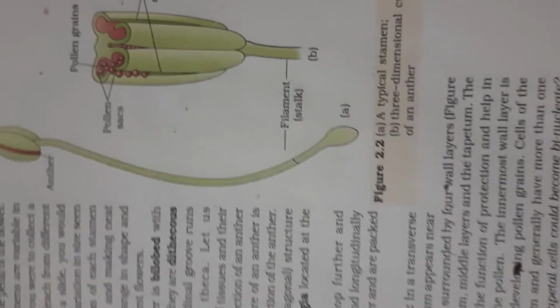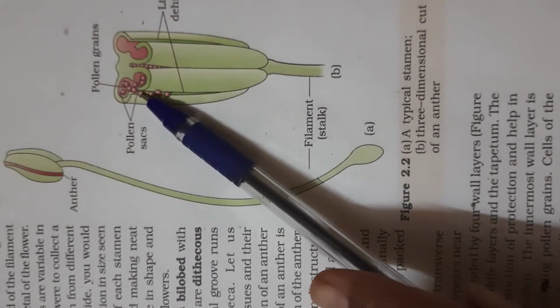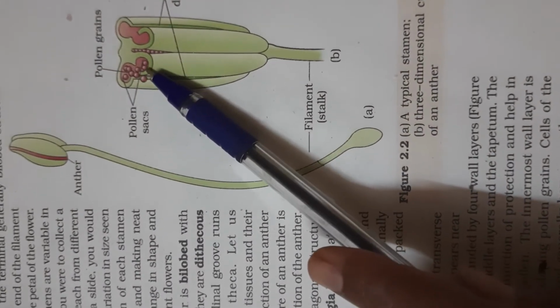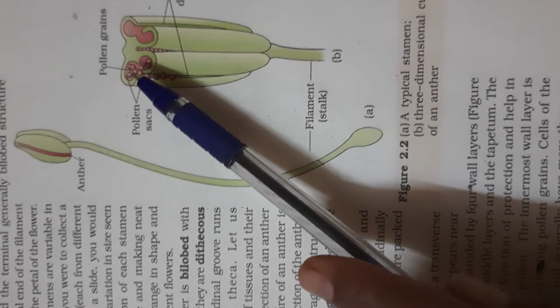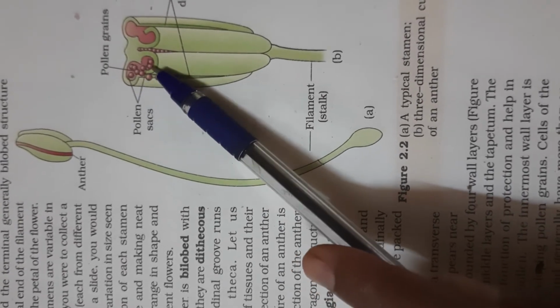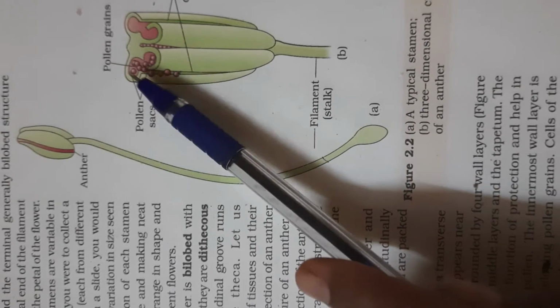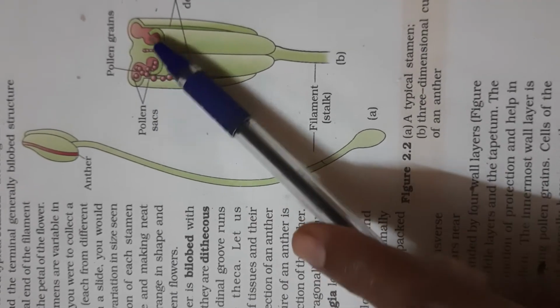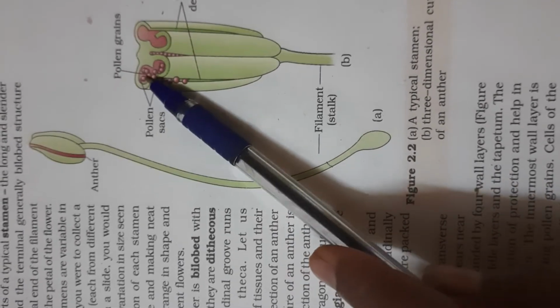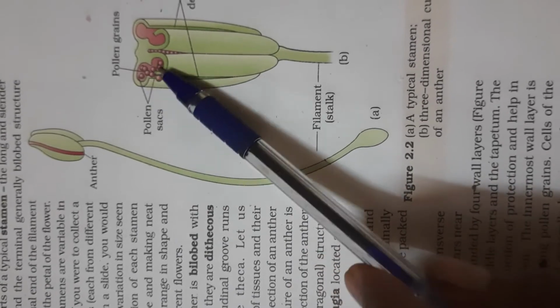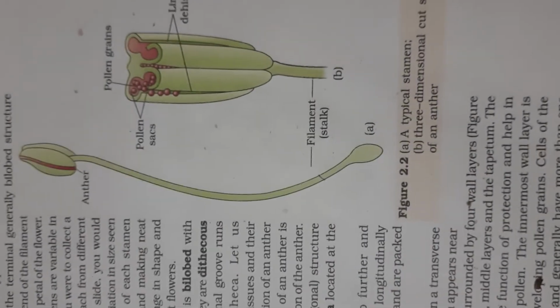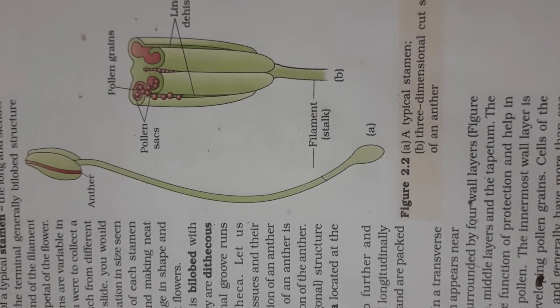Sporangia develop into pollen sacs. Later on, each sporangium develops into a pollen sac. This pollen sac is filled with pollen grains.